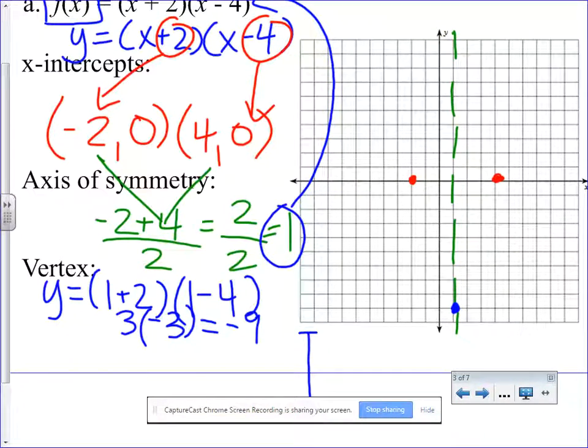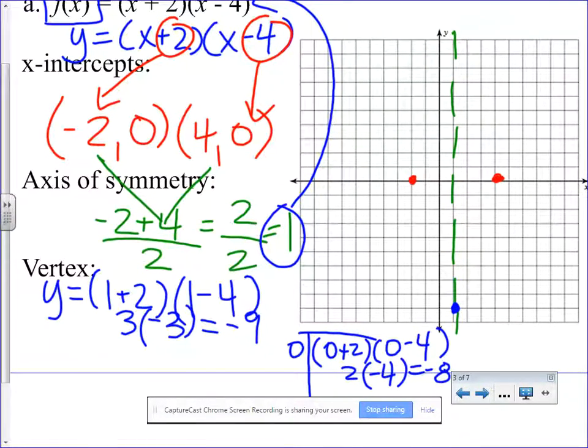So I've got 0, so I'm going to have 0 plus 2 times 0 minus 4. That is 2 times negative 4, which is negative 8. Remember that reflects. Now I have 5 points. I kind of like having 5 points. I feel like I can make a more accurate parabola from that. So now I have my graph in intercept or factored form.